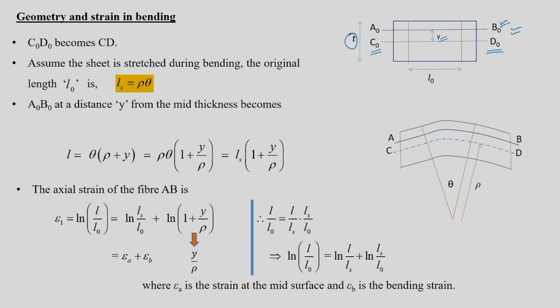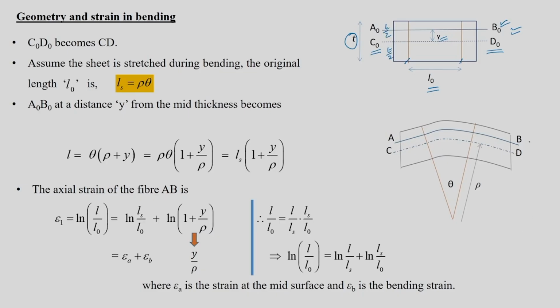So we are picking up two locations: one is C naught D naught, which is at the center middle, and A naught B naught, which is at y distance from the middle. You are picking up a section in the sheet with an original length of L naught, which I have mentioned here as L naught. You can imagine that this is T, which means this is T by 2, and this is T by 2.